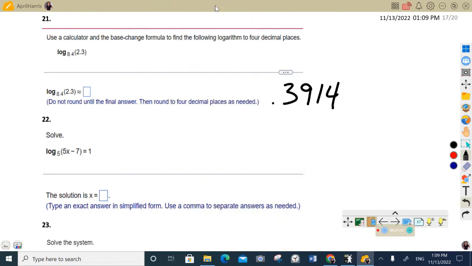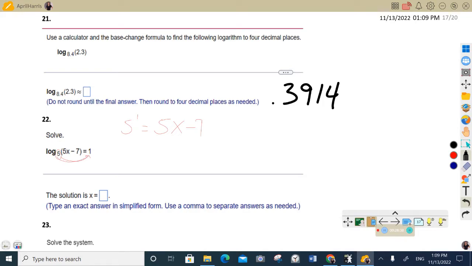Okay. Question 22 says solve. It's log base 5 of 5x minus 7 equals 1. So when you have one logarithm, you want to rewrite the log as an exponential. The base is 5, and you raise it to the opposite side's power. So 5 to the first power equals what was inside of the log. So the base on the log is the base on this exponent right here.